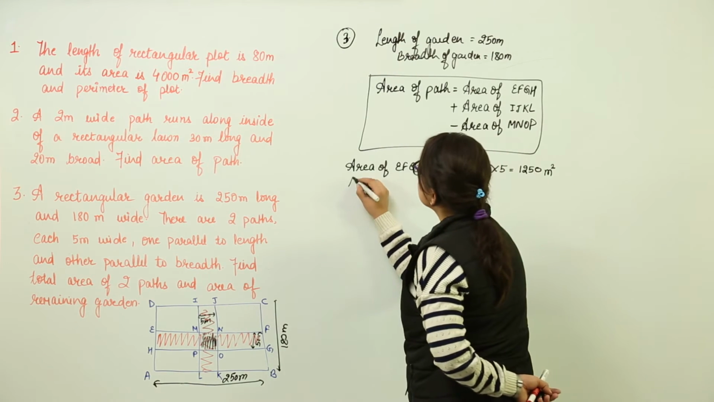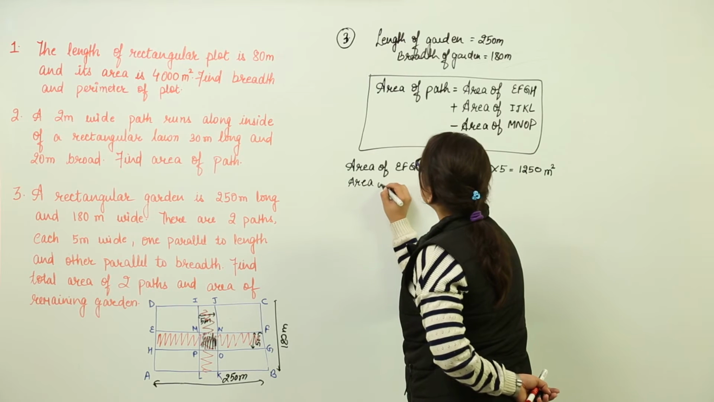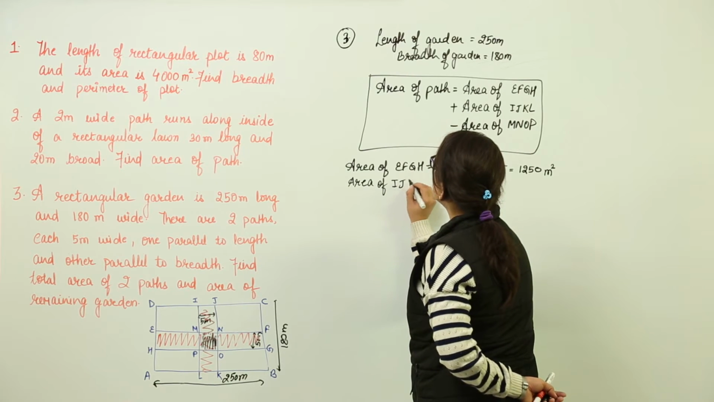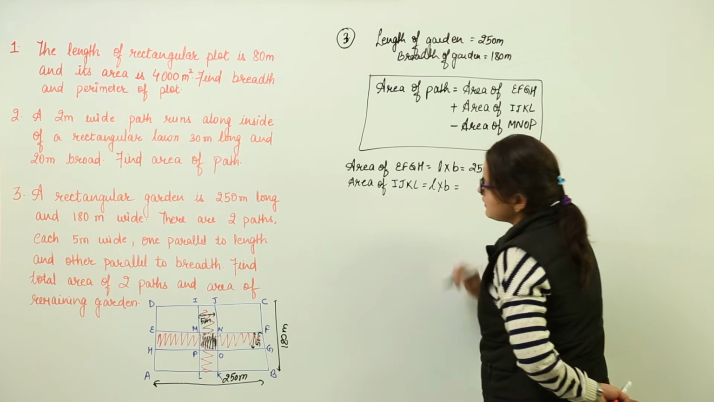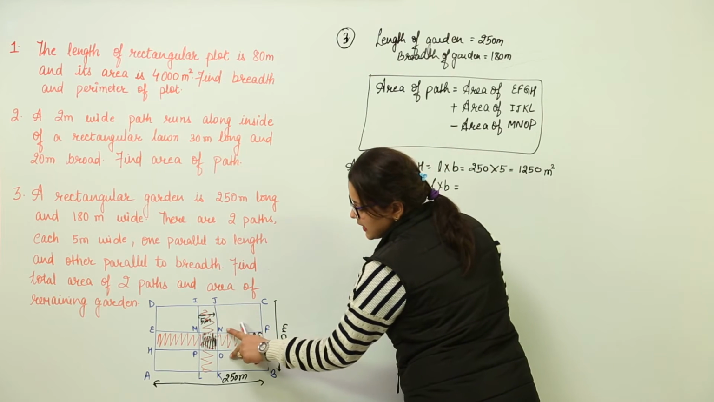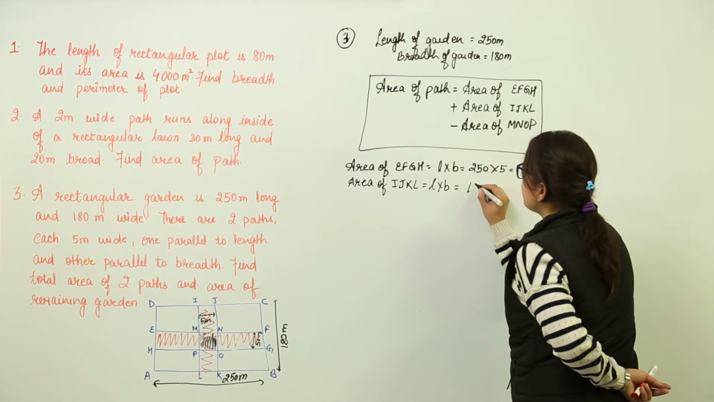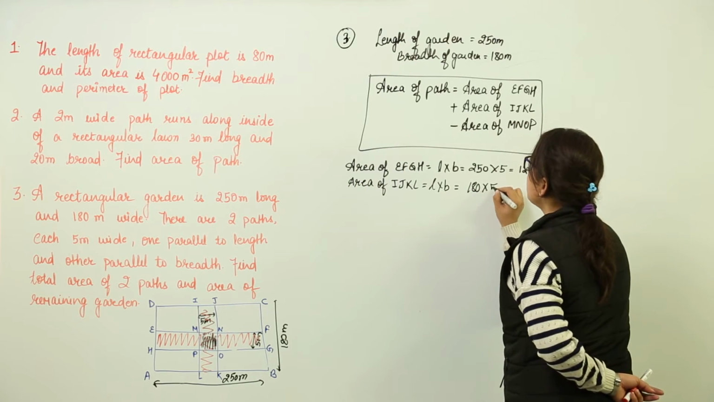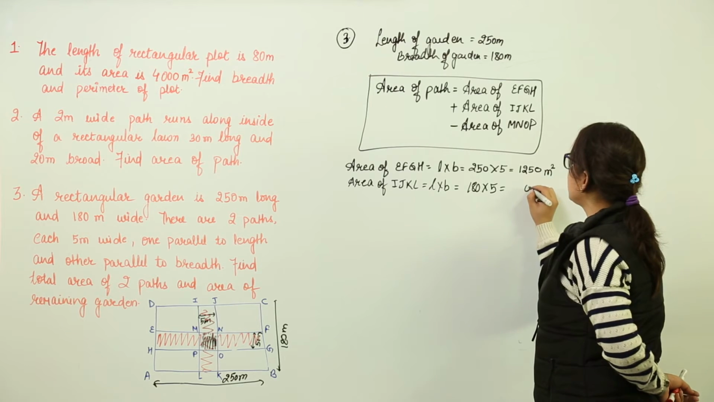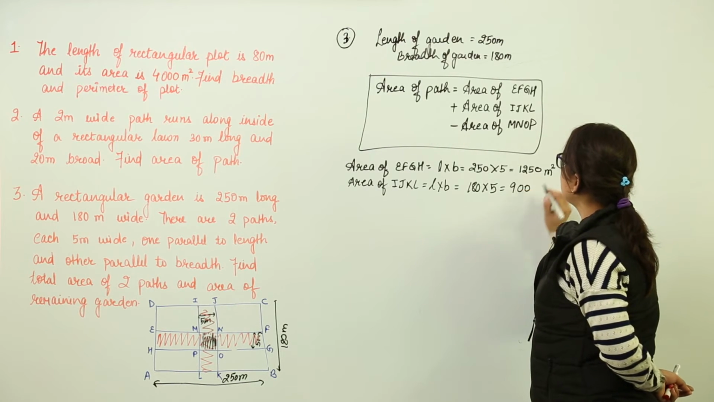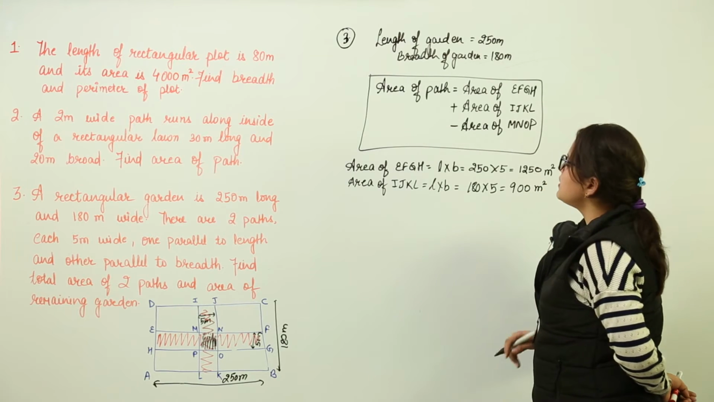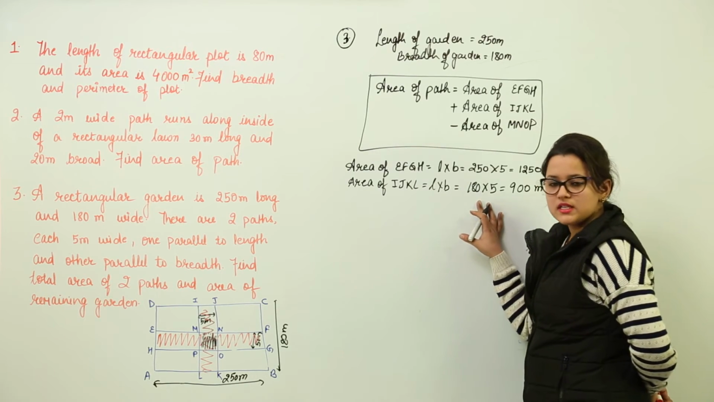Next we are going to find the area of IJKL. The same way we are going to multiply its length and breadth. The length for IJKL would remain 180 and the breadth in the same way is going to be 5, which will give us 5 times 8 is 40, 5 times 1 is 5 and 1, 4, 9. So we get 900 meters square as the area of IJKL.